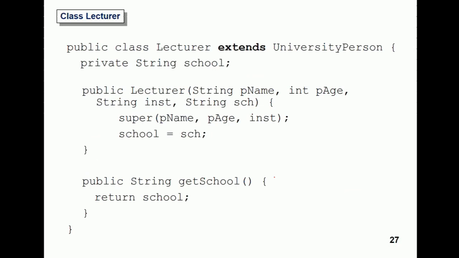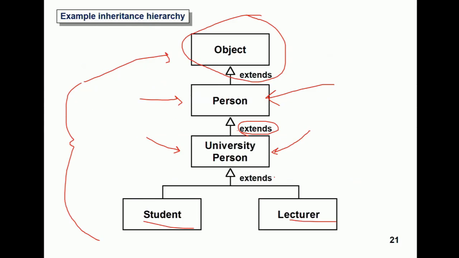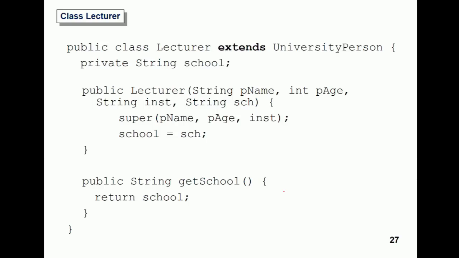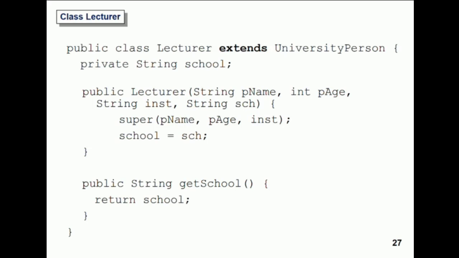So if we go back to the diagram, you'll notice that student extends university person, but also lecturer extends university person. So we created a lecturer class. A lecturer is also a university person, so we can use the extends keyword, and we extend or inherit from the university person. So the lecturer therefore acquires all the behavior from the university person, and you just add whatever you want to add to this class. In this case, we want to add a school name.